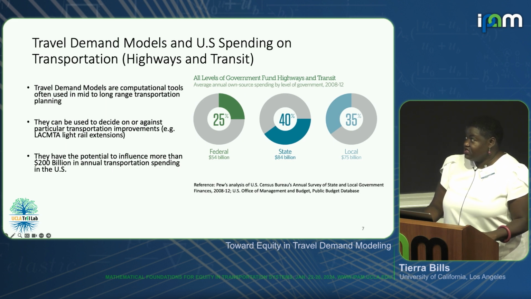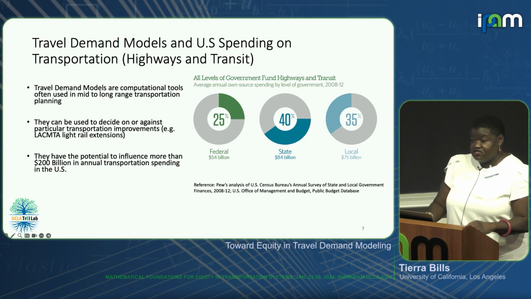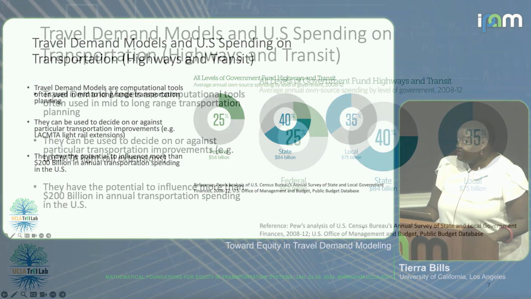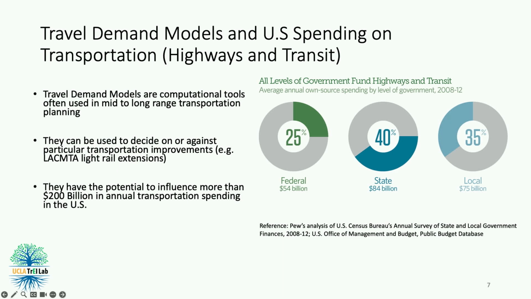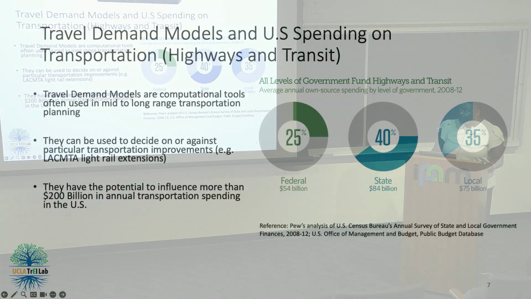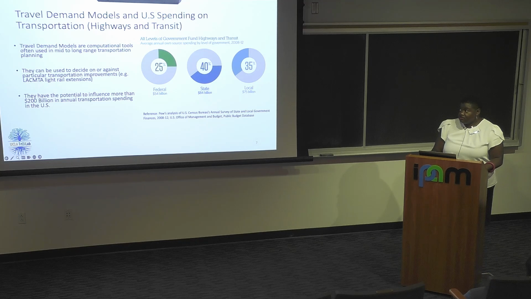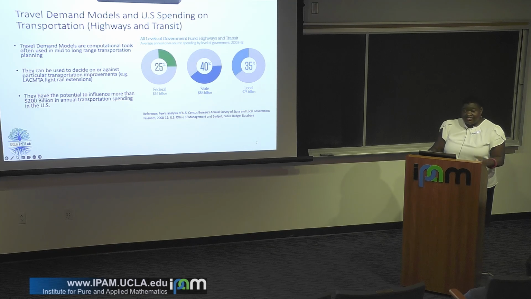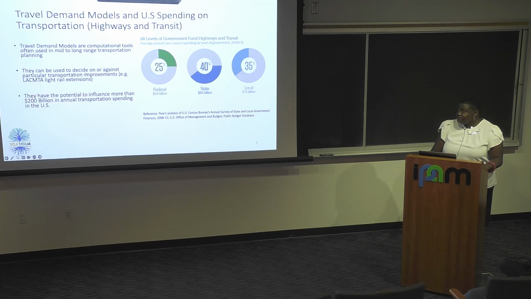So the next thing I want to do is talk a little bit about travel demand models, and they do play a central role in transportation planning. If we think about the totality of spending in the United States for transportation dollars, there's a huge potential for these tools to be used to guide those decisions. These are large-scale computational models that are often used in mid to long-range transportation planning activities. And they can be used to decide on or against large infrastructure. So think about the extensions to light rail that LA Metro was making here locally.